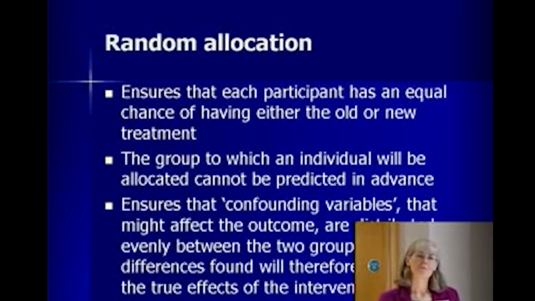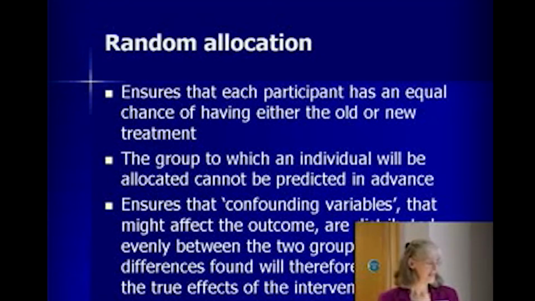But most importantly, it ensures that confounding variables, things that might affect the outcome, are going to be equally distributed between the two groups, so that any difference you find in the end, you can say is truly due to the actual intervention that you've put in.